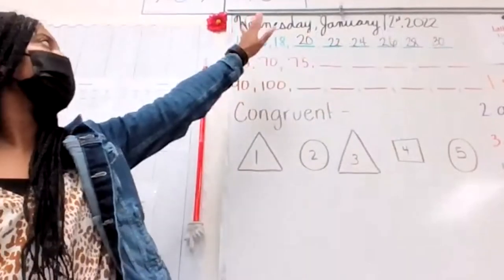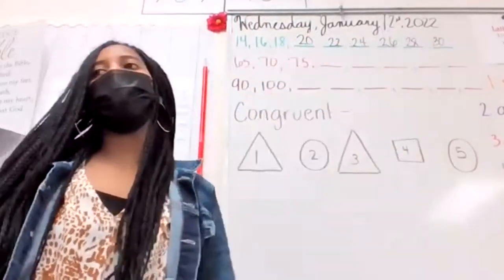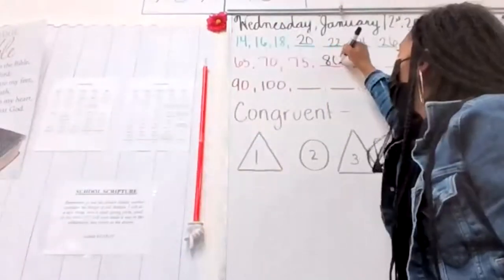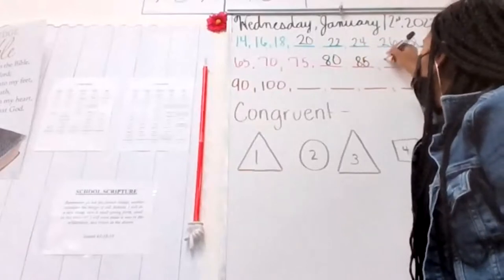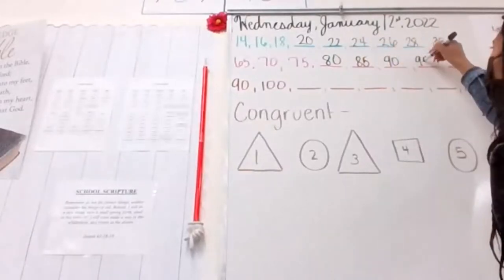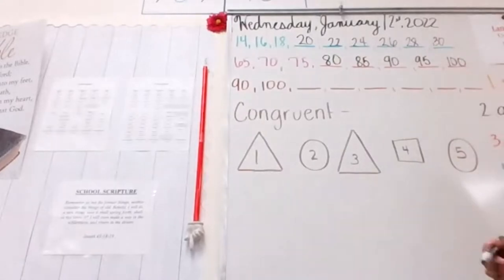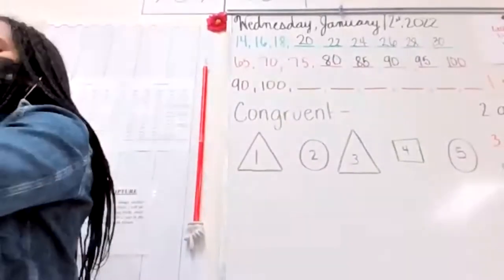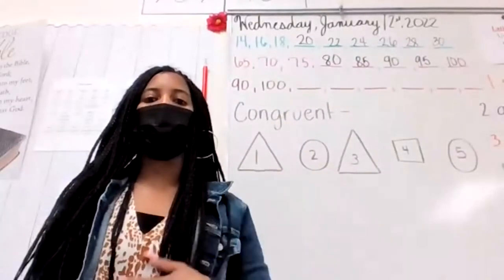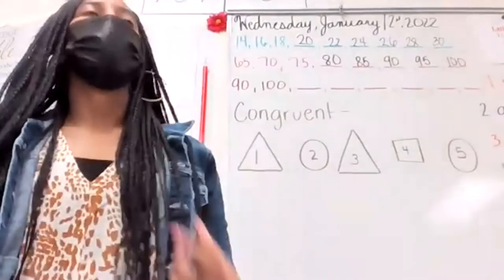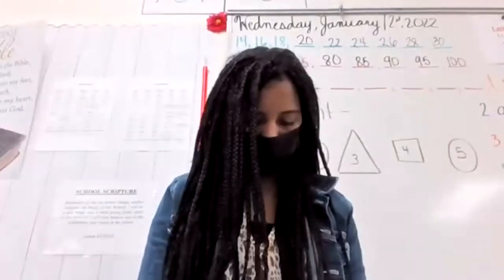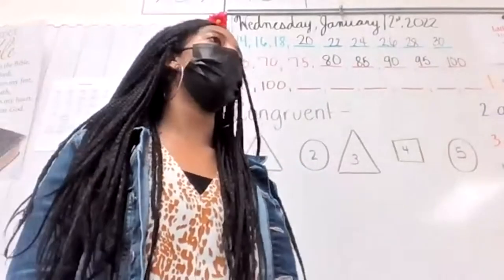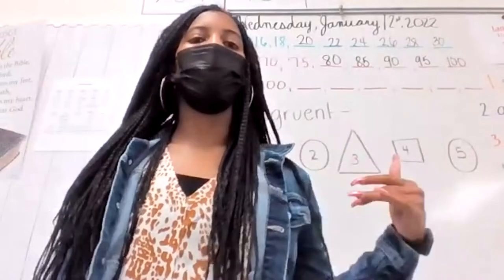Okay, let's count by 5. So I have 65, 70, 75, 80, 85, 90, 95, 100. Awesome. So let's count by 5 to 100. Start with 5. 5, 10, 15, 20, 25, 30, 35, 40, 45, 50, 55, 60, 65, 70, 75, 80, 85, 90, 95, 100.